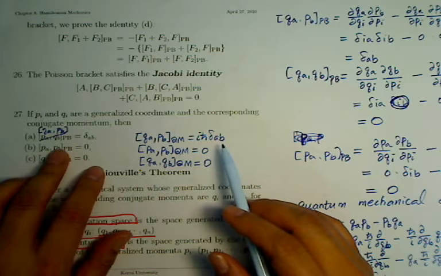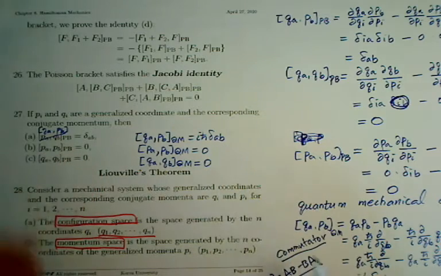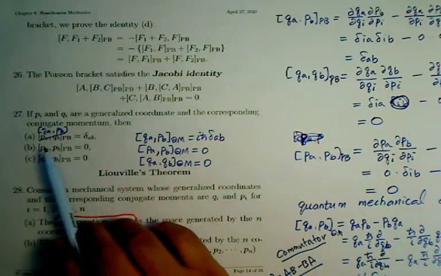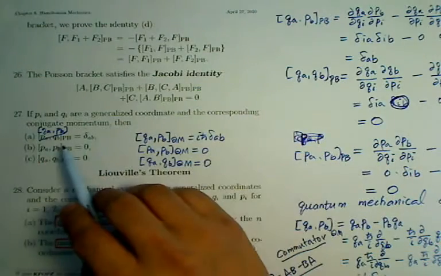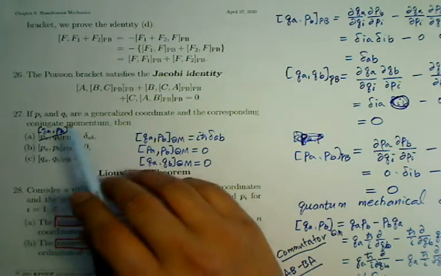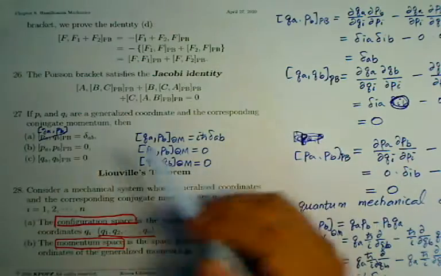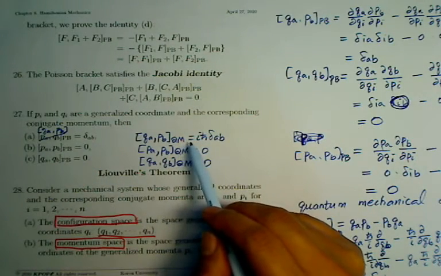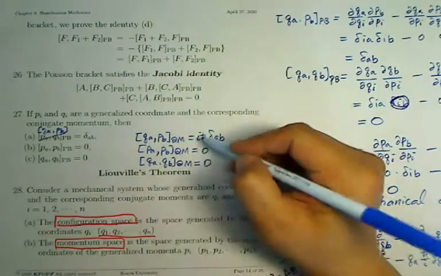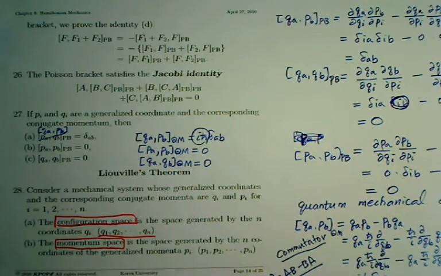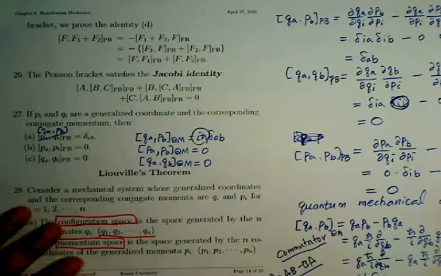Let us check what happens. Just like what we considered for the time dependence, the total time derivative of a mechanical function, we find that the quantum mechanical analogy of the Poisson bracket is the commutator, except that its value is multiplied by i h bar. So let us check if it is true.